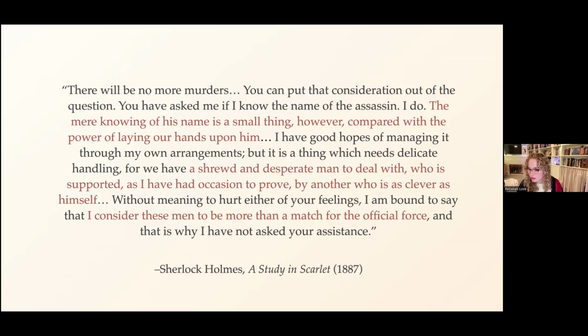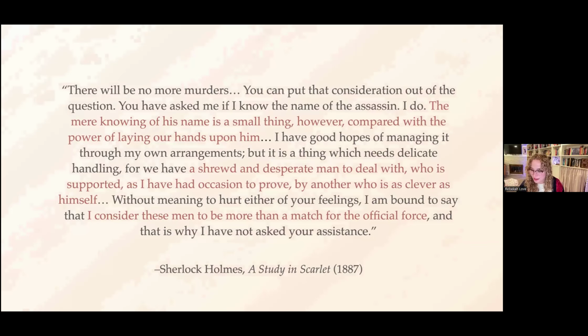You have asked me if I know the name of the assassin. I do. The mere knowing of his name is a small thing, however, compared with the power of laying our hands upon him. I have good hopes of winning it through my own arrangements, but it is a thing that needs delicate handling, for we have a shrewd and desperate man to deal with, who is supported, as I have occasion to prove, by another who is as clever as himself. Without meaning to hurt either of your feelings, I'm about to say that I consider these men to be more than a match for the official force, and that is why I have not asked for your assistance.